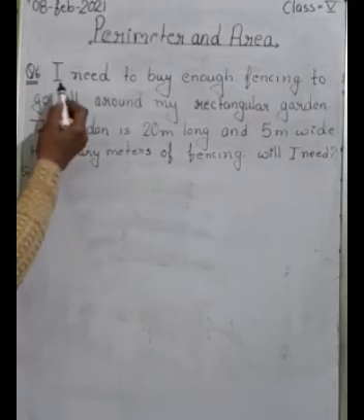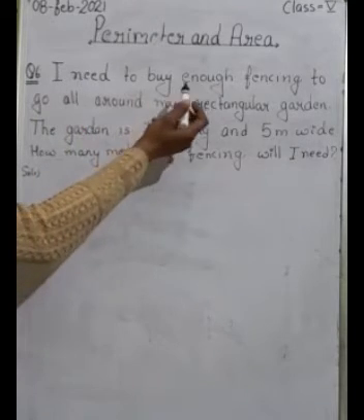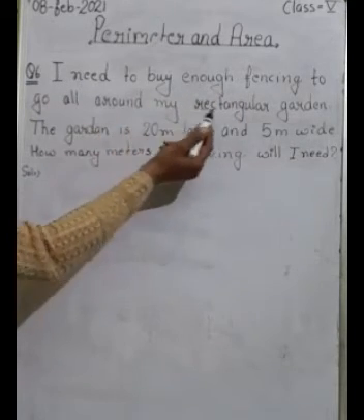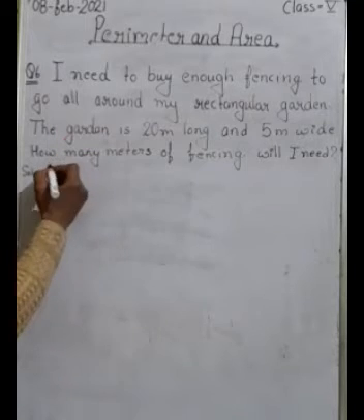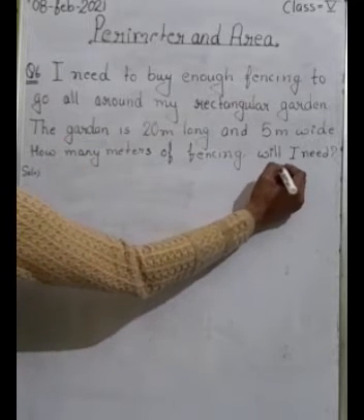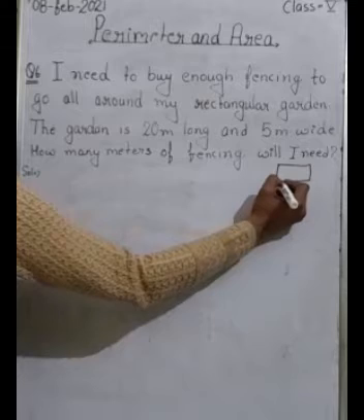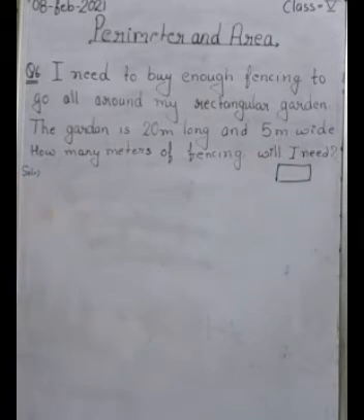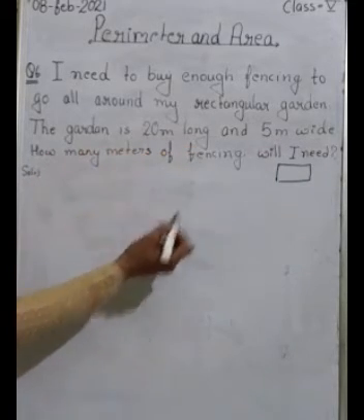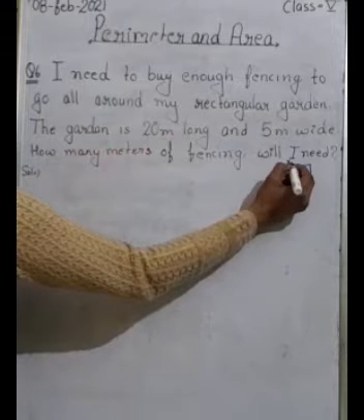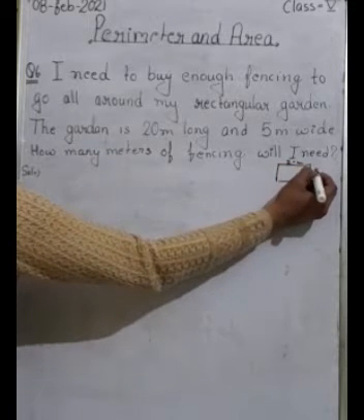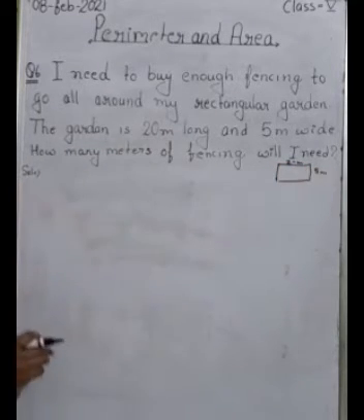Next is question number 6. In question number 6, they have said, I need to buy enough fencing to go around my rectangular garden. So there is a rectangular garden and you have to do fencing around it. The garden is 20 meter long and 5 meter wide. They have given its length as 20 meter and width as 5 meter. How many meters of fencing will I need?